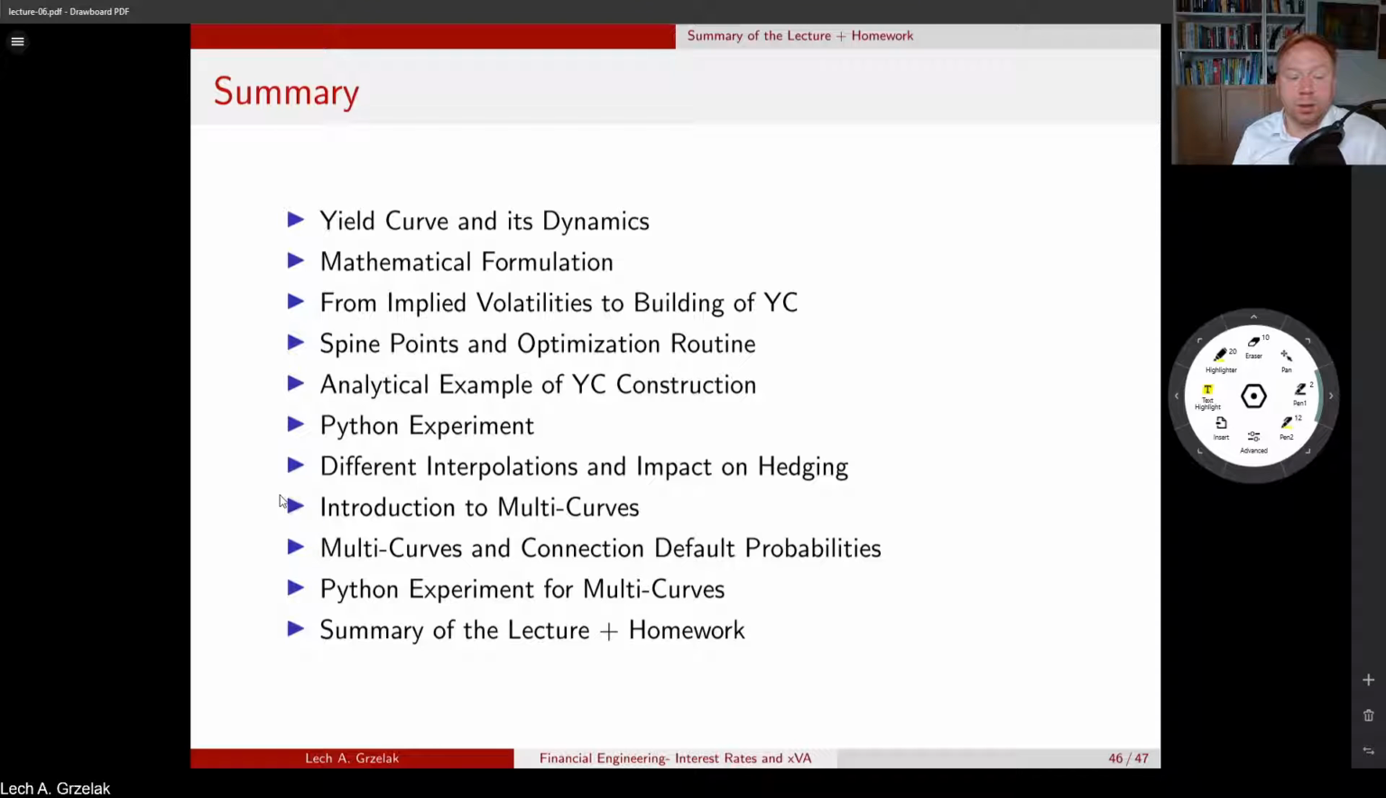And then we went to the last block about multicurves. I gave you motivation for why multicurves are important, how to connect the multicurves to probabilities of default, and what the relation is between discounting and forecasting. We also went through the Python code on how to implement that, and how to extend the existing framework to handle multicurves. And now is the time to summarize, of course, and give you homework.